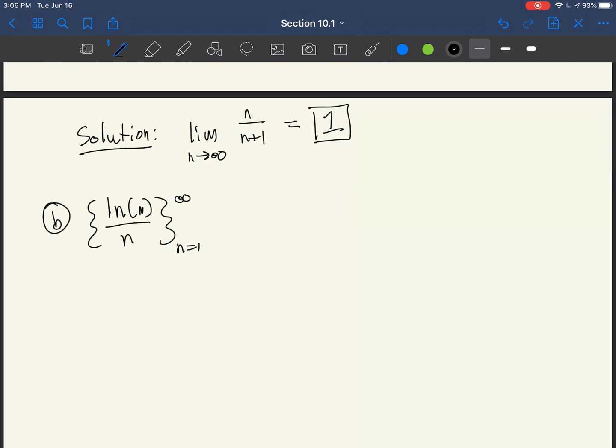Okay. So with this one, we want to take the limit as n goes to infinity of the natural log of n divided by n. But we can't do that. We don't know how to take this limit.